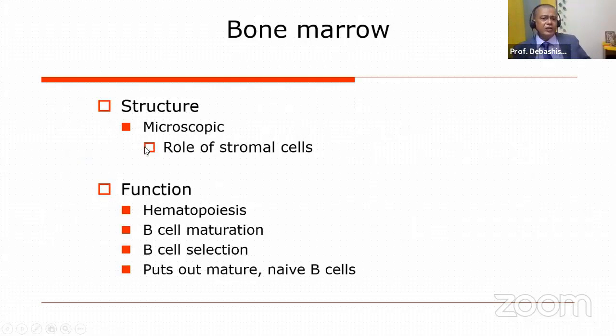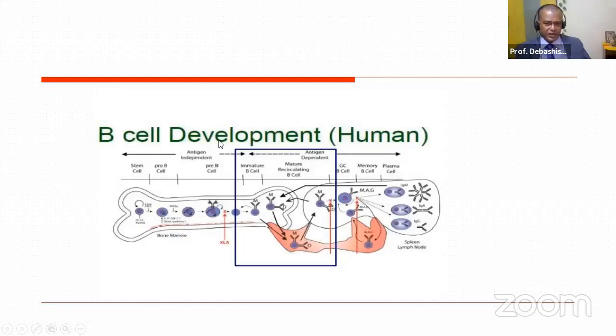Then comes bone marrow. In the microscopic structure, there are many things, so I will be mentioning a few, but the role of the stromal cells is important, and important functions of bone marrow include hematopoiesis, B cell maturation, B cell selection, and it puts out mature naive B cells into circulation. So this is an oversimplified picture of B cell development. You can see from stem cell, pro B cell, and pre B cell up to immature B cells.